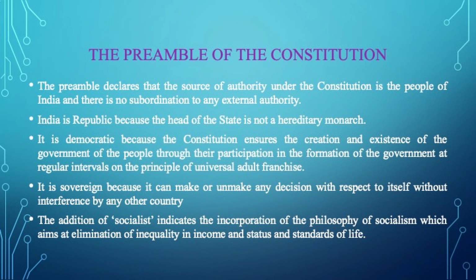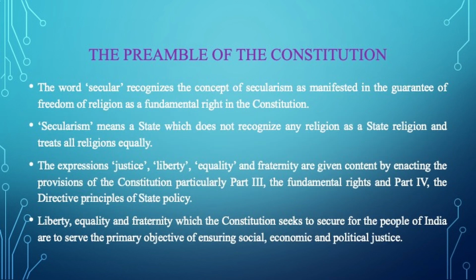The word socialist in the preamble indicates that the aim of governance is to establish an egalitarian society by eliminating inequality in income and status and standards of life. The word secular indicates that the state does not recognize any religion as state religion and treats all religions equally. The expressions justice, liberty, equality, and fraternity are given content by enacting Part 3 and Part 4 of the Constitution, consisting of fundamental rights and directive principles of state policy, respectively.